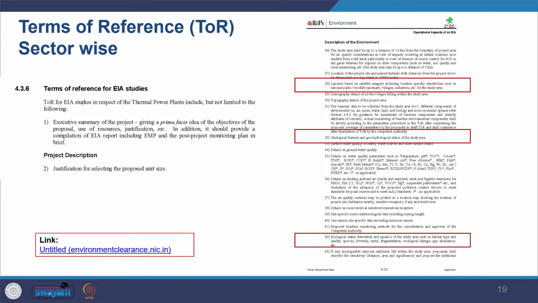So this is taken from the thermal power plant TOR. In this way, all sectors have TORs. So for the particular sector in which you are working, you can look at what the terms of reference will be. You also see that additional points are required based on the sensitivity of the area and the study. So there will be a certain standard procedure, but based on the area you are studying, you have to give certain additional requirements.